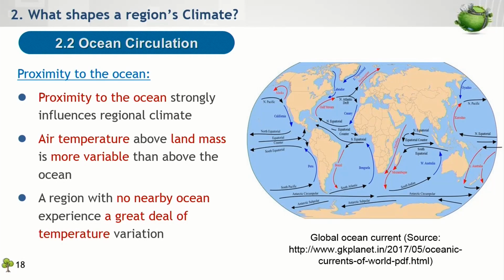easily than water, which makes air temperature above the land much more variable compared to the air temperature above the ocean. So due to this reason, we tend to experience a great deal of temperature variation in regions far away from the ocean, and we tend to have quite stable weather patterns in the coastal region.